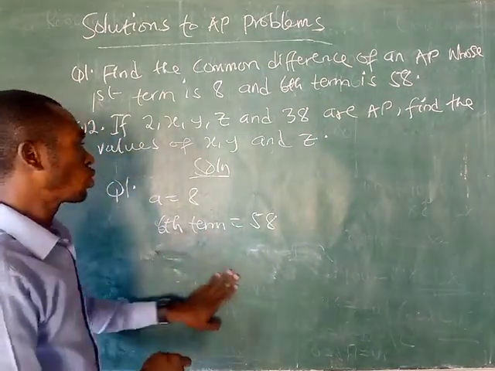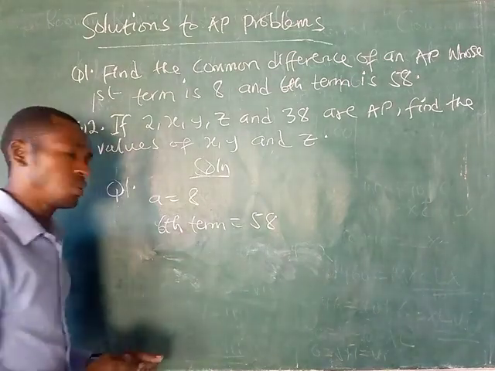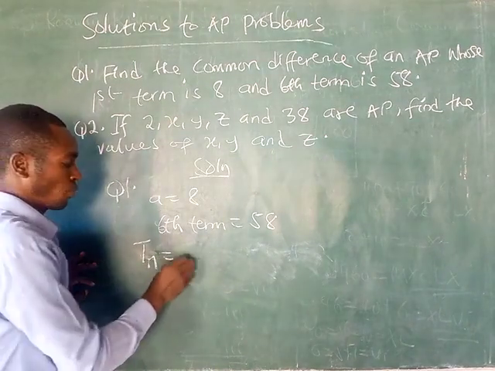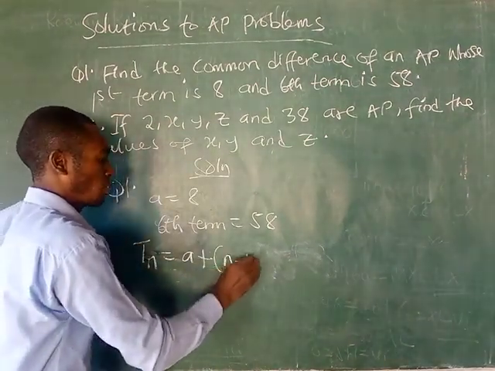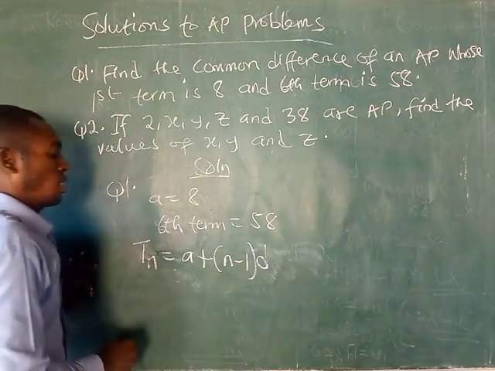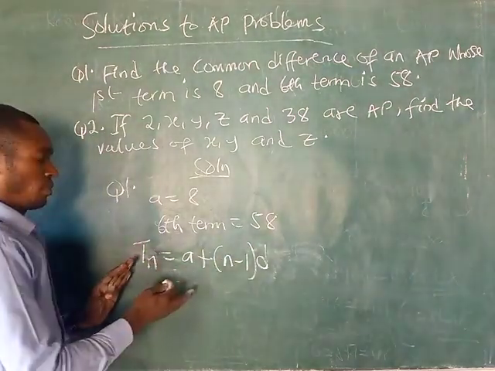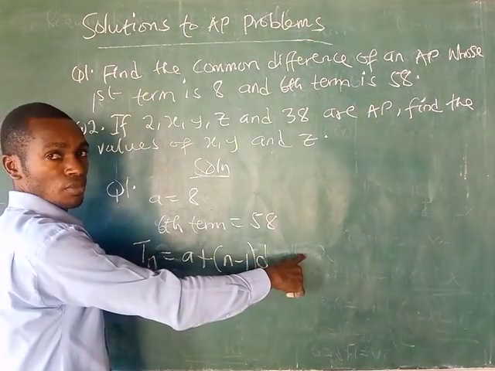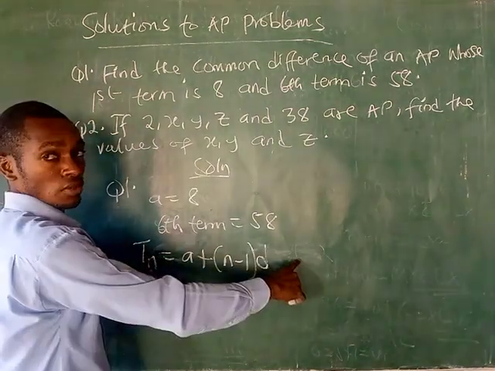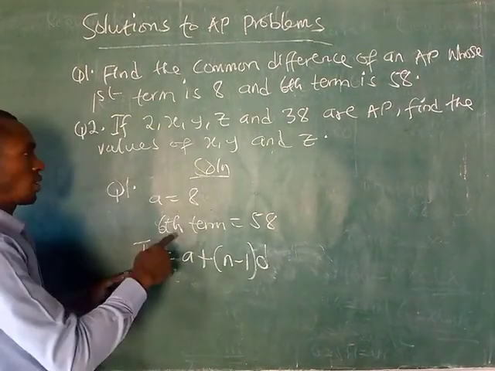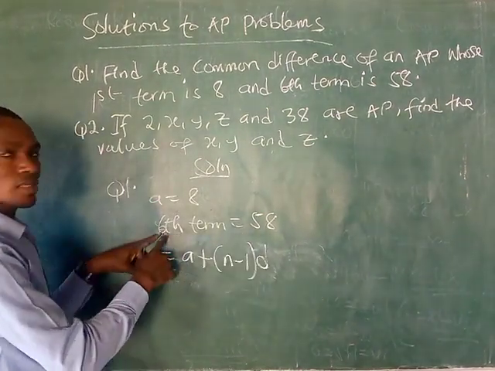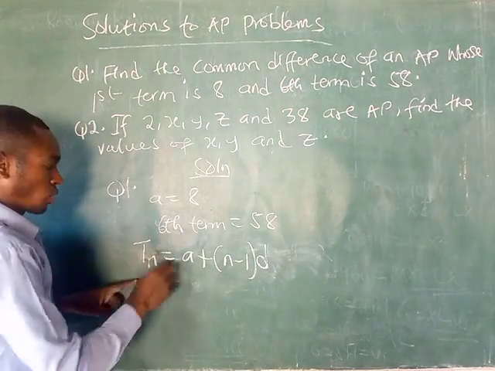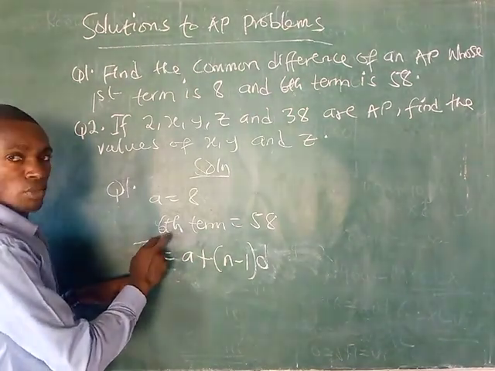Now, know that to find AP, we always use this formula: Tn is equal to A plus n minus 1 D. Now, if you are given the value of any term, you equate it to this equation. For instance, we have here given to us the sixth term, meaning n is 6. Anywhere I see n, I'll put 6. Substitute n by putting this value 6.